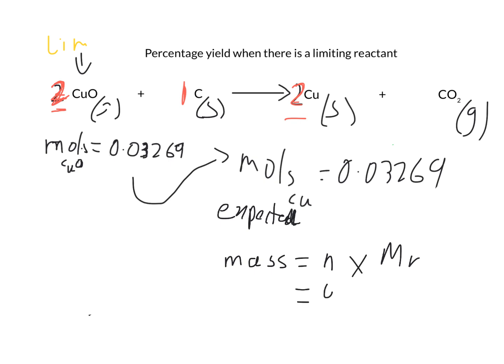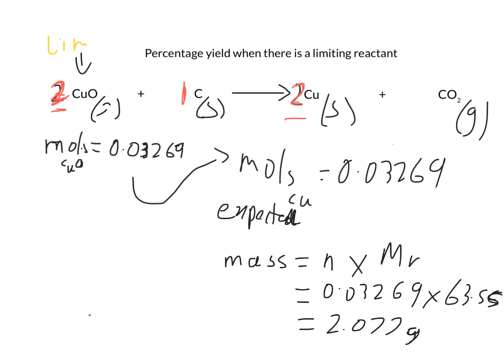So the number of moles is 0.03269 and the molar mass of copper is 63.55. And this gives us roughly 2.077 grams. Now, we're not done yet. This is how much copper we're expecting to produce in grams. Now we've got to compare that to how much we actually produce.